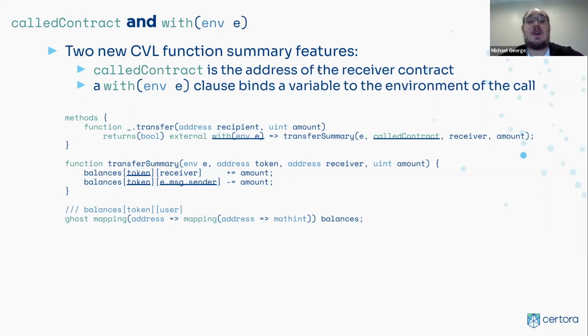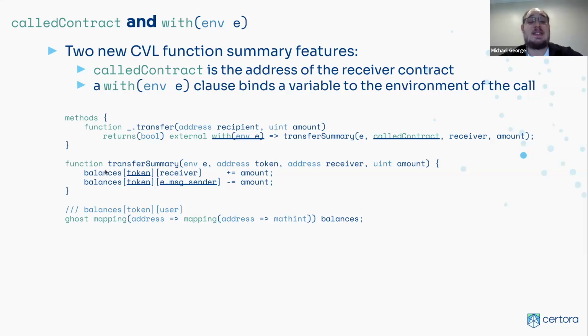So these two new features, calledContract and withENV, let me pass information about the call to the summary. So the first feature here, calledContract, this is the address of the receiver of the method. So if you call transfer on token T, then calledContract will be T. But if you call transfer on token S, calledContract will be S. And what that means is you can then pass that to your summarization method. In this case, pass it to transfer into this variable I've called token.